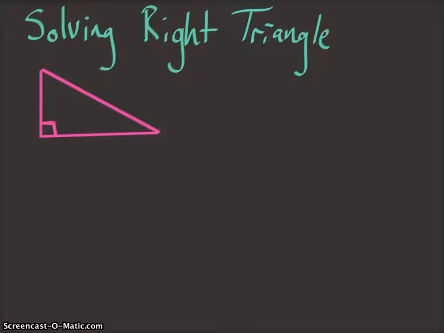And for the sake of this example, let's say that we're given that the hypotenuse is 9 units and this leg here is 6 units. Now I want to find this angle. Let's label our angles. Let's call this angle A and this angle B. And then side length A.